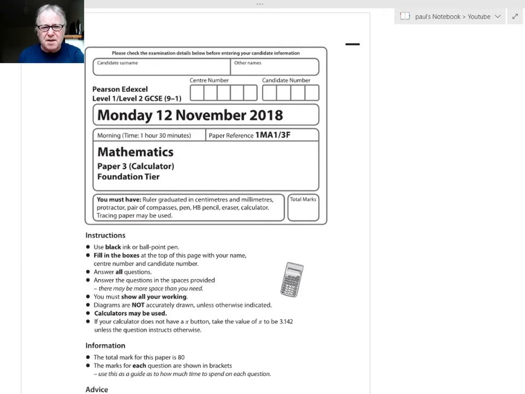Here we go. This one is Maths Calculator Paper Foundation Tier from Edexcel November 2018. So let's have a go, see what we can do with this one.